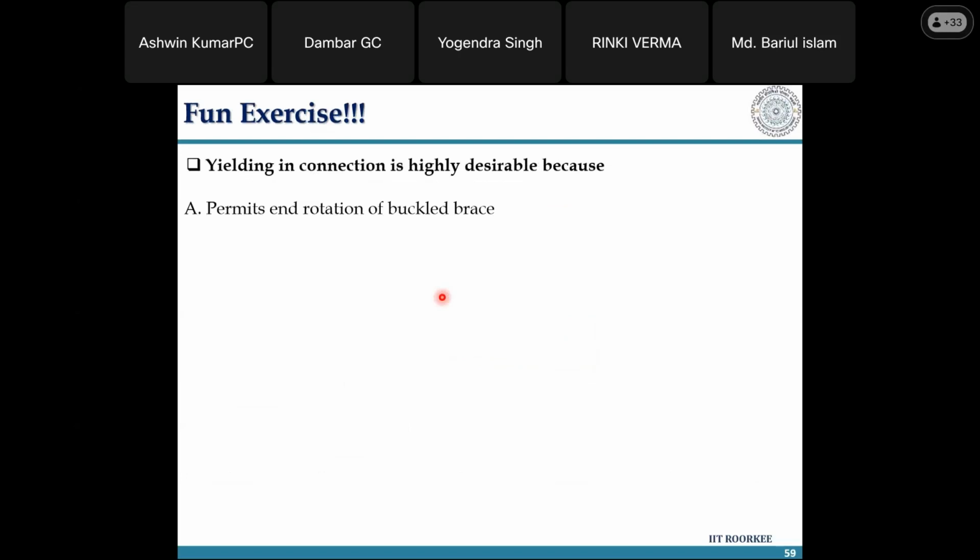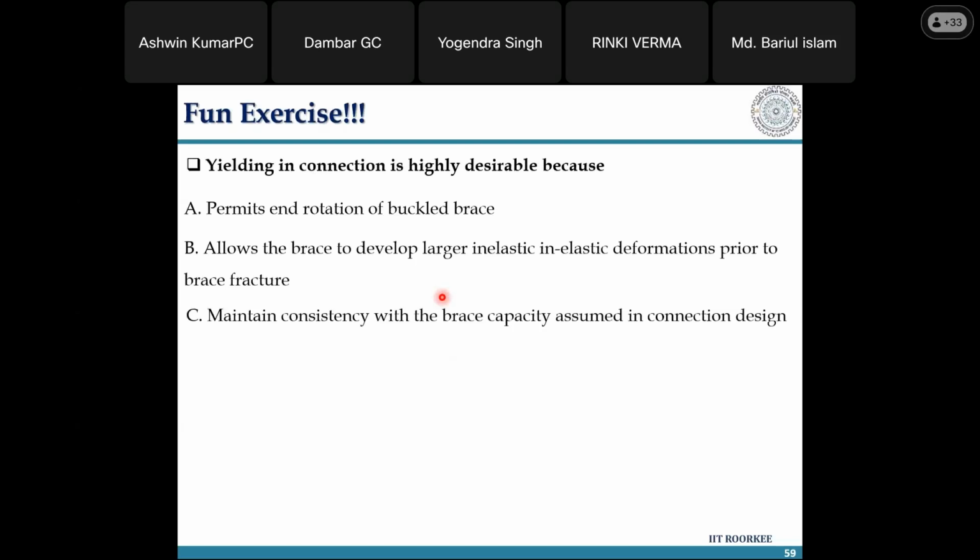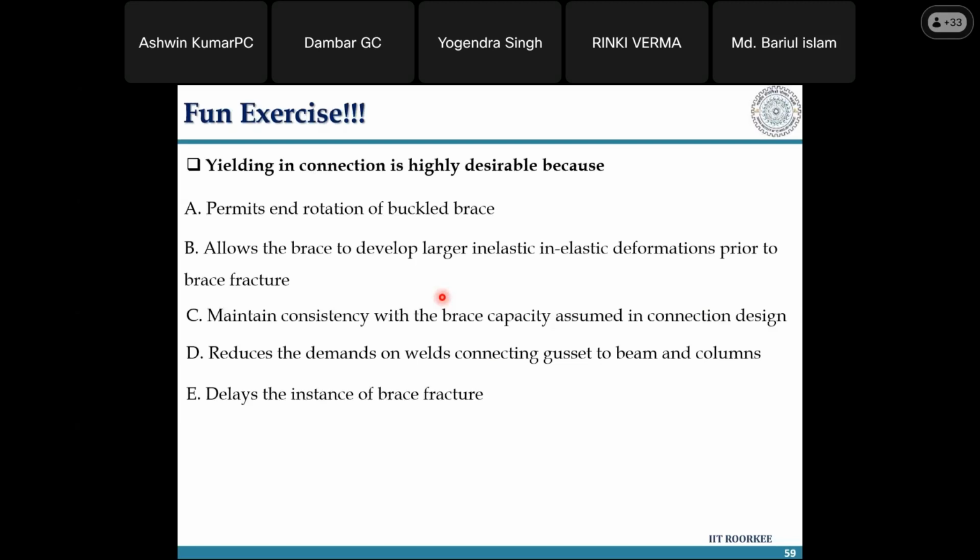Now, yielding in the connection is highly desirable because it permits end rotation of the buckled brace, allows the brace to develop larger inelastic deformation prior to brace fracture, maintains consistency with the brace capacity assumed in the connection, and reduces the demands on the weld connecting the gusset to beams and columns. You can read it. I've given the answer here: all true except F.